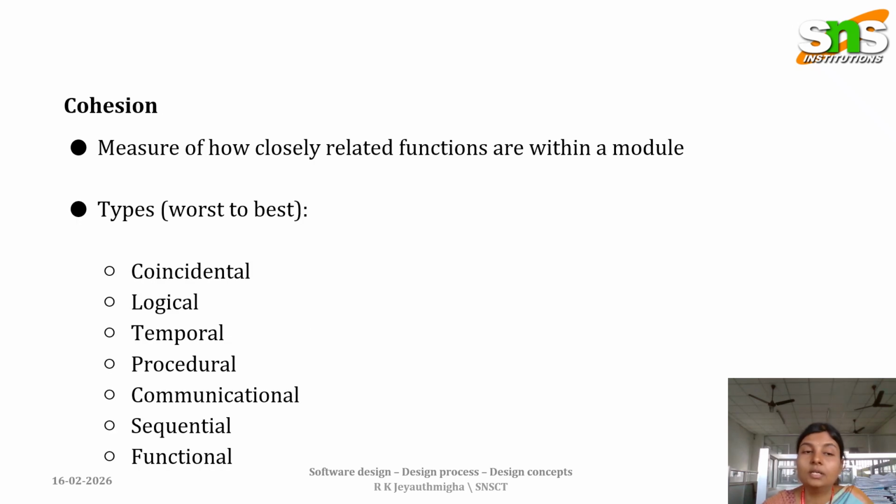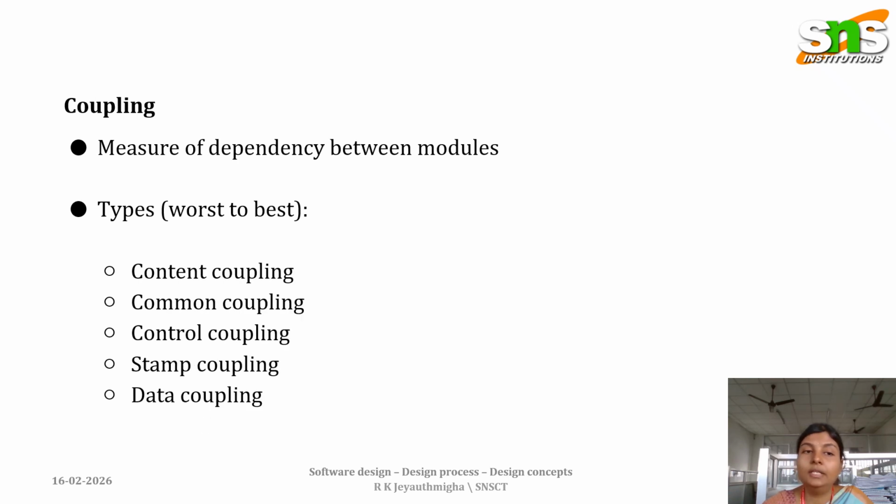Cohesion. It is a measure of how closely related the functions are within the module. Types include coincidental, logical, temporal, procedural, communicational, sequential, and functional, from the worst to the best. And coupling measures dependency between the modules. The types from the worst to the best cases include content coupling, common coupling, control coupling, stamp coupling, data coupling.